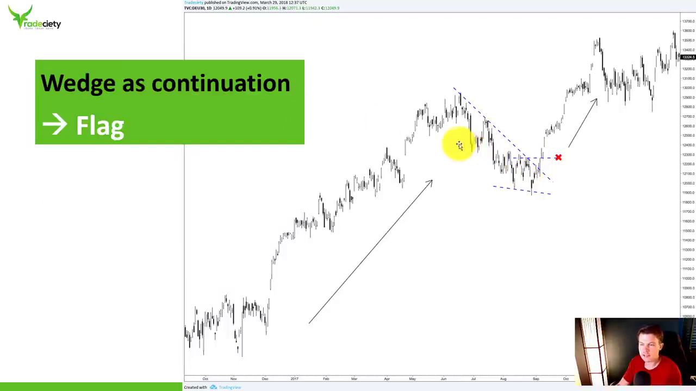Wedge continuations sometimes are also referred to as flags. And I remember Moritz saying in our mentoring program, the link to that is also in the description, that flags are one of the most reliable patterns that you can find.